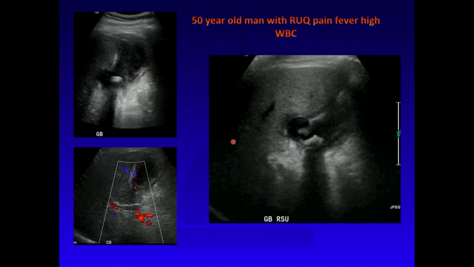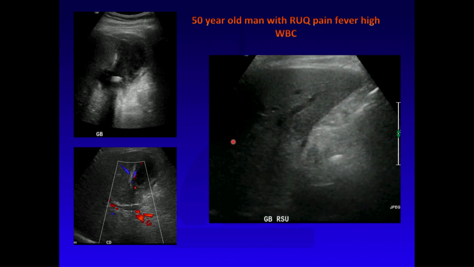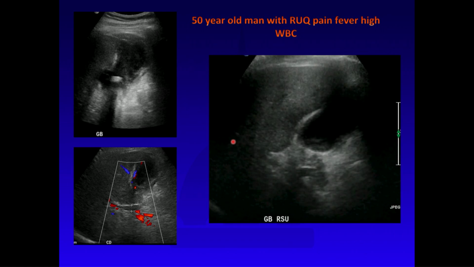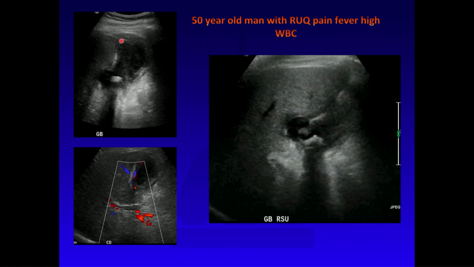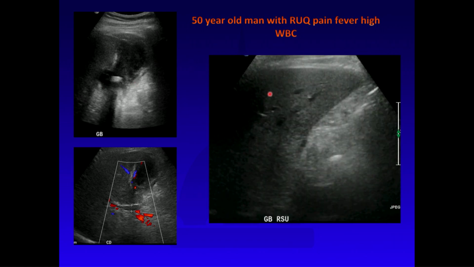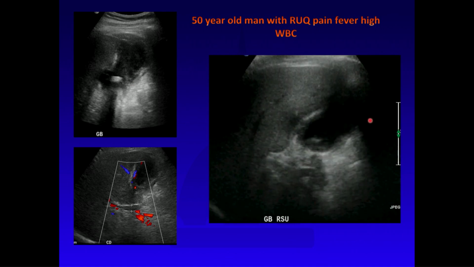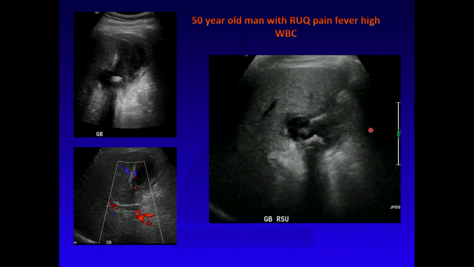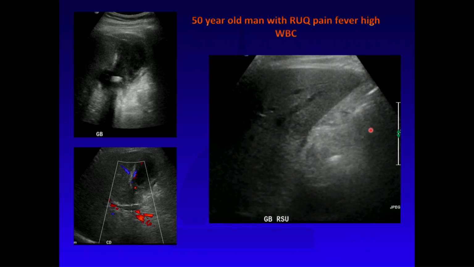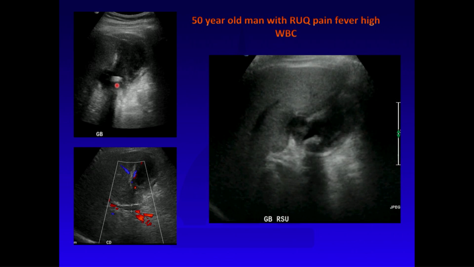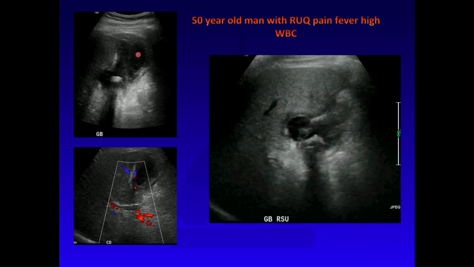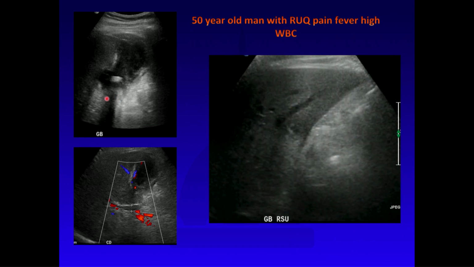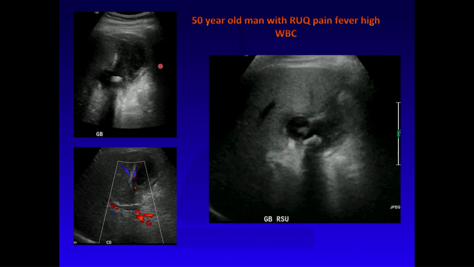So this is a 50-year-old man with right upper quadrant pain, fever, and a high white count. And this is how we see his gallbladder. And he wasn't that tender over the gallbladder. He had a negative sonographic Murphy sign. So what do we see? We see a stone within the gallbladder, which is echogenic material. But what is striking is the shape of the gallbladder. It's not normal, right?